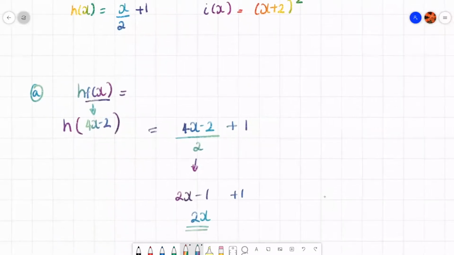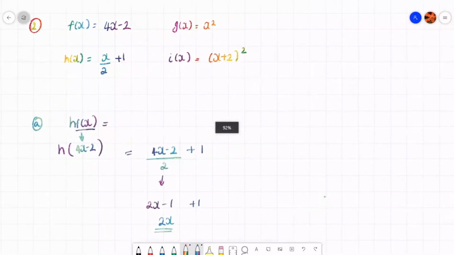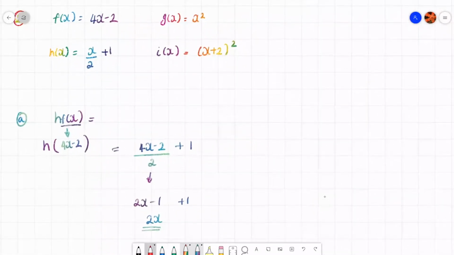So that's where you can simplify it. Okay. Let's have a look at another example then. Let's change the colour of my pen. Let's have a look at B. So this time I'm going to say, let's have a look at gf of x.